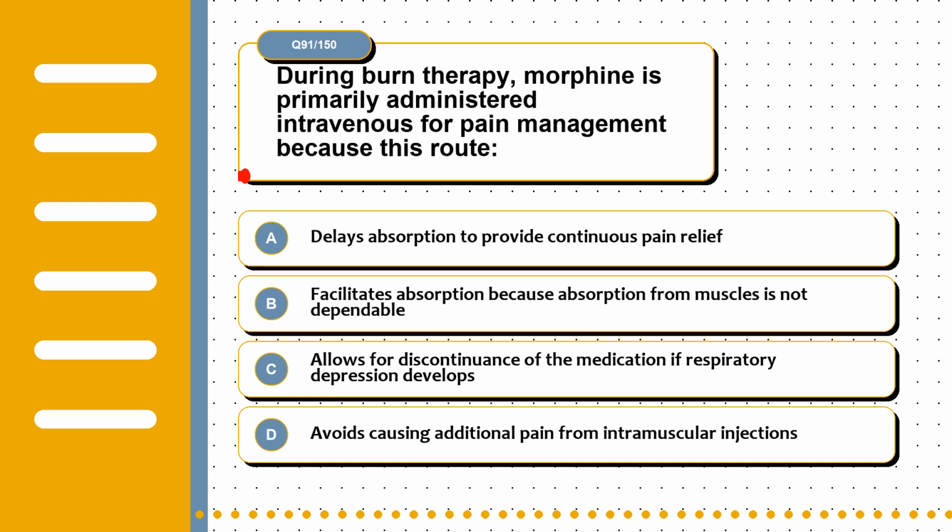Question 91. During burn therapy, morphine is primarily administered intravenously for pain management because this route. Here are the options. Option A, delays absorption to provide continuous pain relief. Option B, facilitates absorption because absorption from muscles is not dependable. Option C, allows for discontinuance of the medication if respiratory depression develops. Option D, avoids causing additional pain from intramuscular injections.